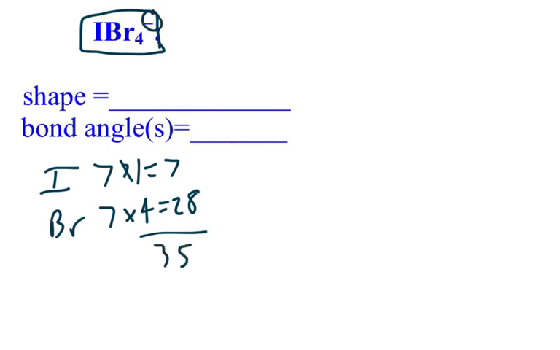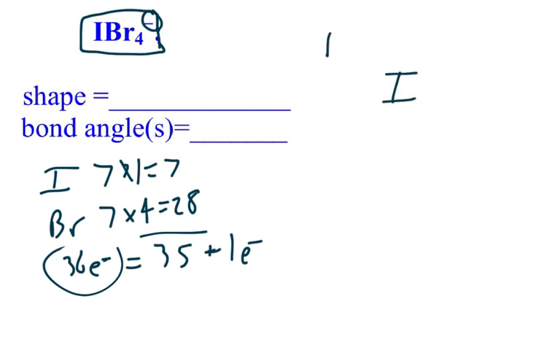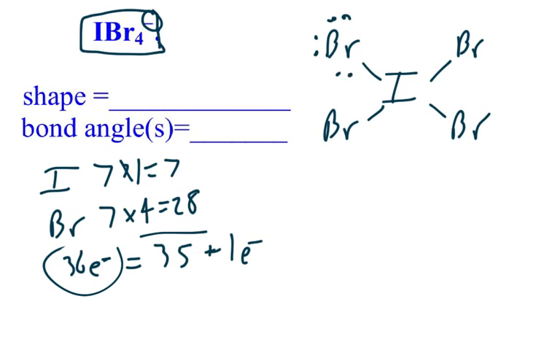But remember, we got an extra electron. So we have to add that extra electron. So our magic number really is 36 total valence electrons. We're going to put iodine in the center here. We've got 36. And then we're going to surround it with the 4 Br's, connect them to the middle element, and give all the peripheral elements an octet, which is what we're doing right now.